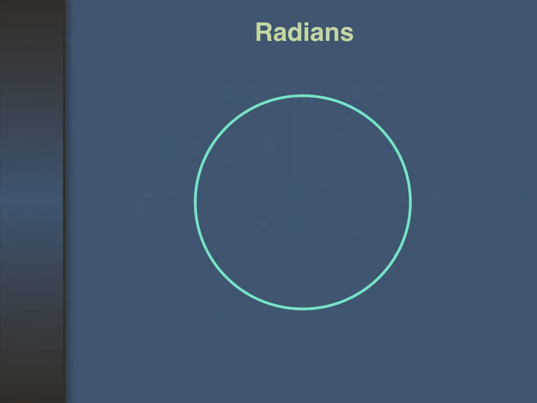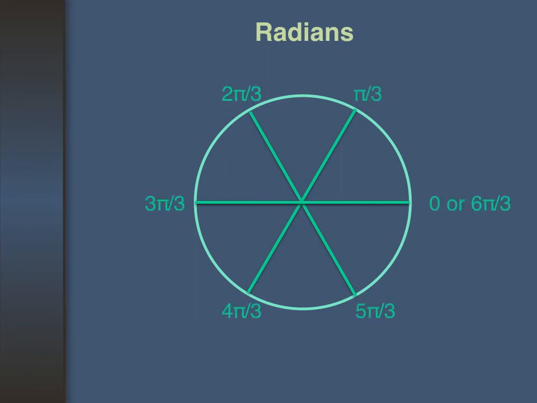Finally, what if we started with our pi radians and divided it into thirds? Then this would be our pi over 3 family. So again, starting at 0, going counterclockwise, pi over 3, 2 pi over 3, 3 pi over 3 is another name for pi, 4 pi over 3, 5 pi over 3, or 6 pi over 3, which also equals 2 pi.